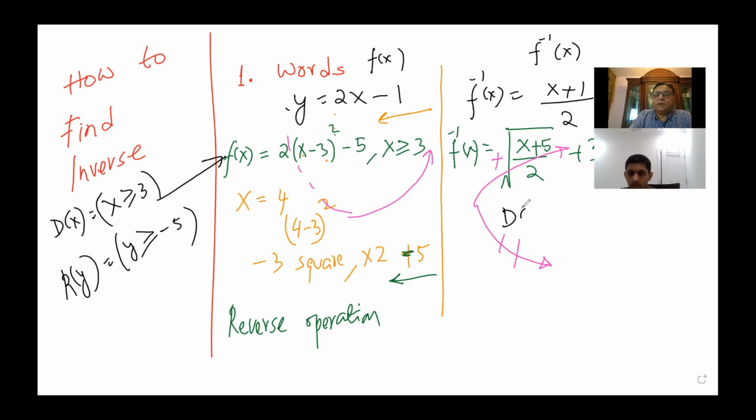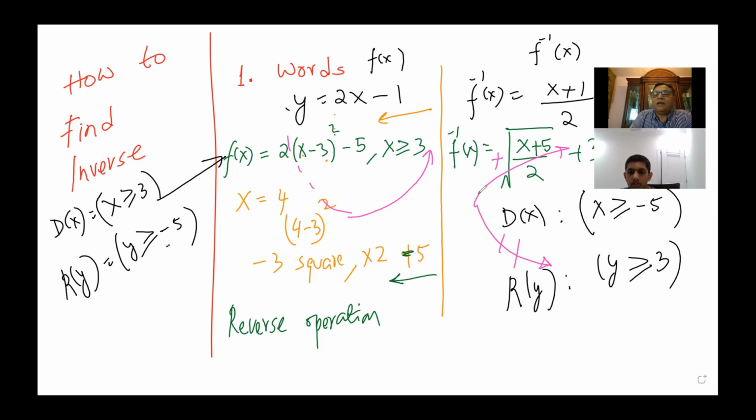So I prefer to write domain first, which is now the range of the previous function. So domain will be x greater than or equal to minus 5. Do you see that? And the range will be y greater than or equal to 3. So you see, when I say greater than or equal to 3, I know I'm looking for the other part. So here, I will add to this that x is greater than or equal to minus 5. You see that? Because that is my domain now.